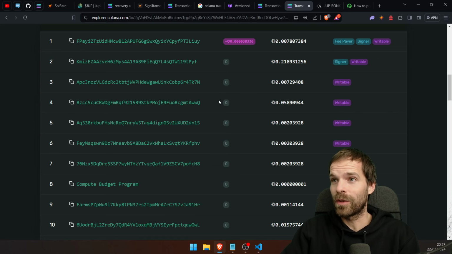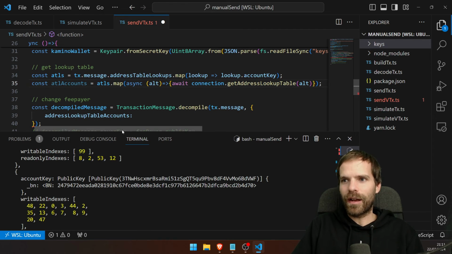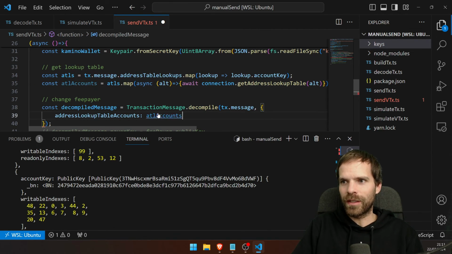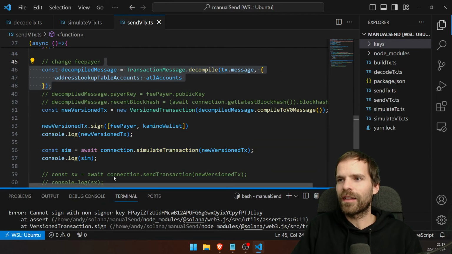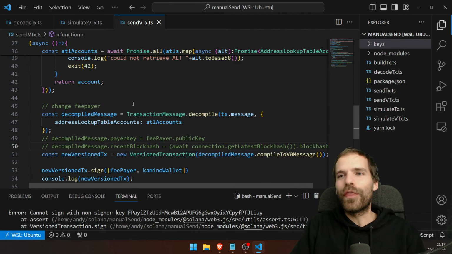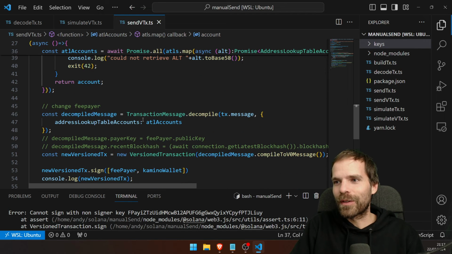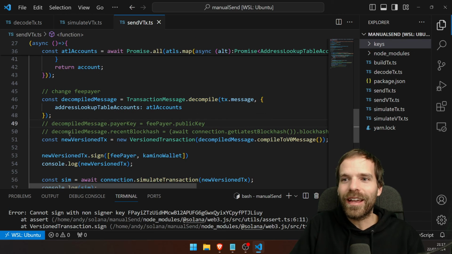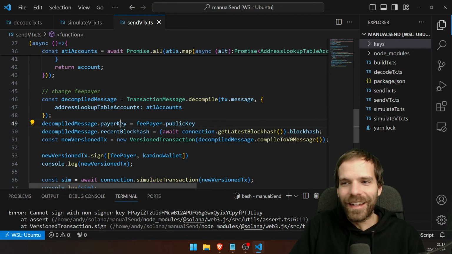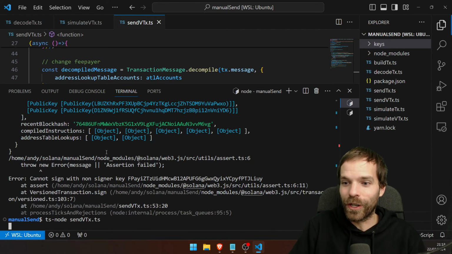Address lookup tables, lookup table addresses, whatever it is. So we map those onto that account, and then I hope it's just enough to put those in here. Okay, cannot sign with non-signer key. That's fine. That's perfectly fine. But that seems like with the decoded accounts here, if I get all the address lookup tables and I put those accounts in there, then I can decompile that. And then I can also set the fee payer again. And if I set the fee payer again, then this will be a signer. And then this should all work.